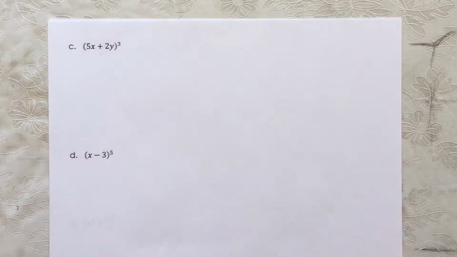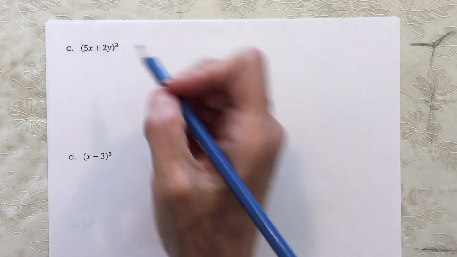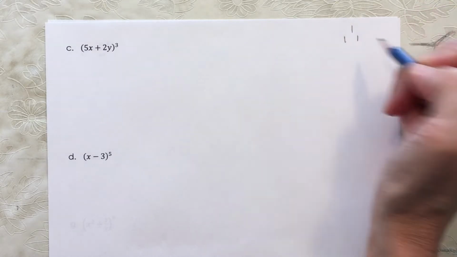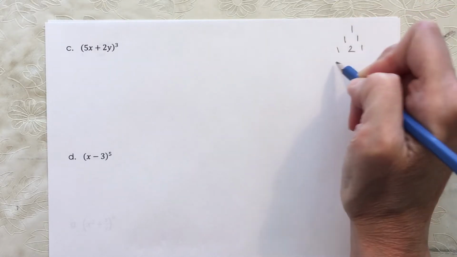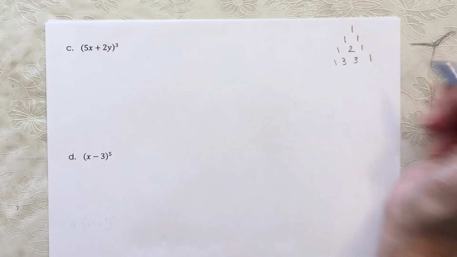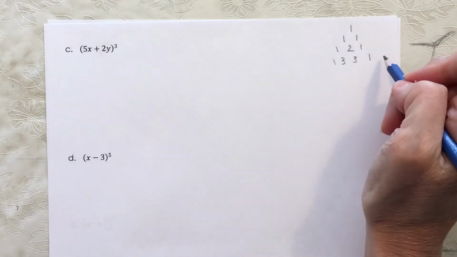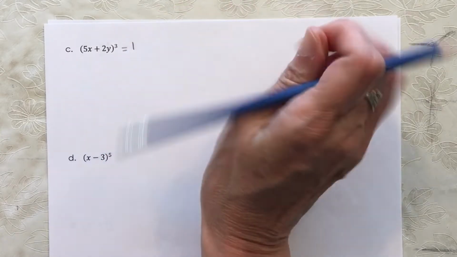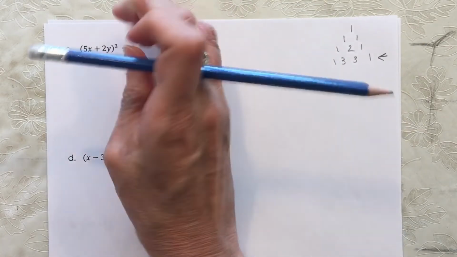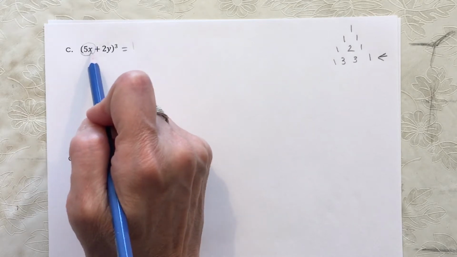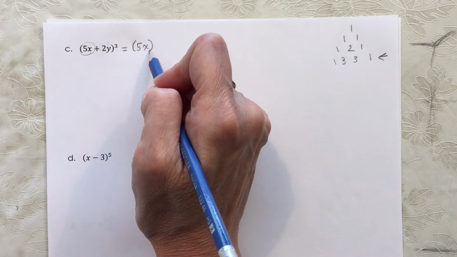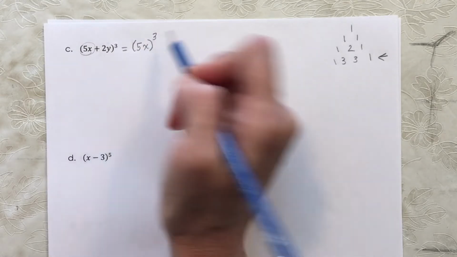Okay, (5x + 2y) cubed. So we're going to need the 3rd row of Pascal's triangle. So row 0 is 1, row 1 is 1, 1, row 2 is 1, 2, 1, row 3 is 1, 3, 3, 1. So this is row 3 here. So I know I'm going to start off with a 1, which I don't need to show, times the first part of my binomial. In this case, that's a 5x and it's all going to be cubed.